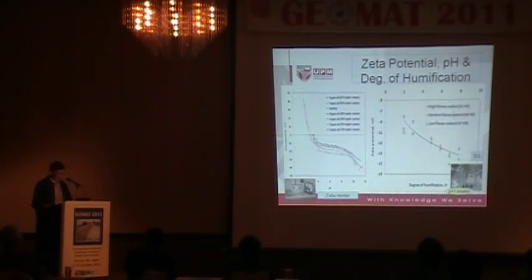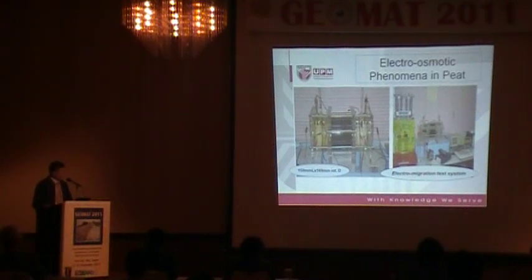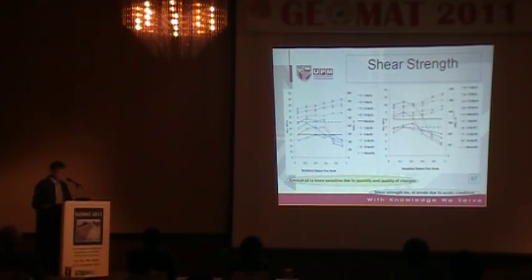This is some of the results of the zeta potential with the pH as well as the degree of humification, and this just shows the equipment that we made. It's not very complicated, just a peat sample in the middle with 2 electrodes on the sides. And here are some of the results that we obtained in terms of shear strength.